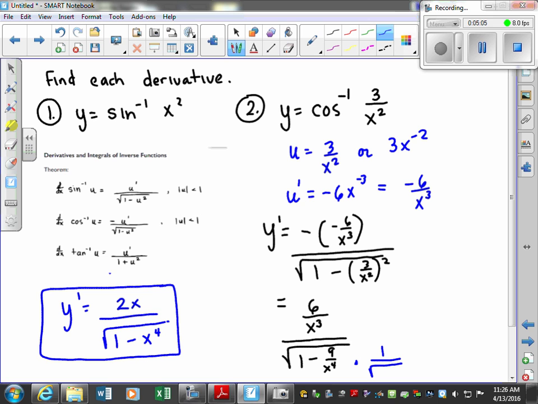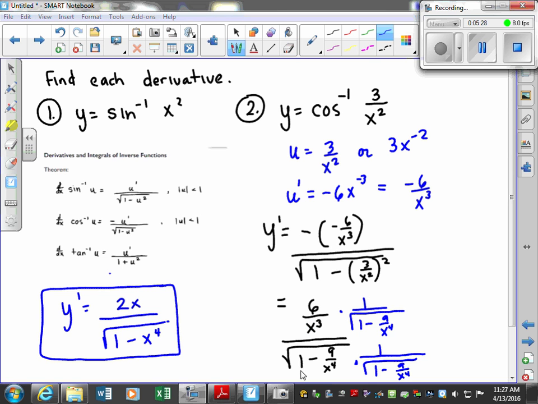square root. What's in the square root? I'll just do like this. So then I'll say 1 over everything that's in the square root. So 1 minus 9 over x to the fourth. And I'll go back in and plug this in just a minute. So let's see how that simplifies.